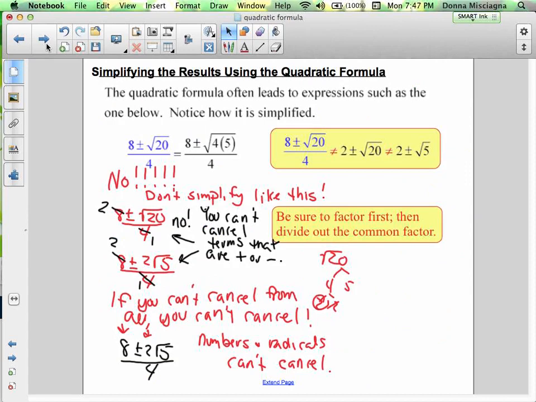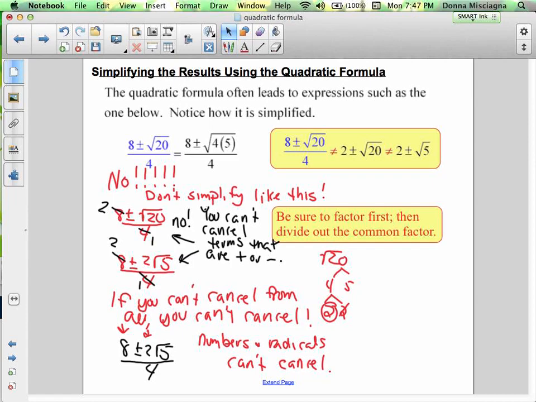Now, we can reduce that 20. So we have 8 plus or minus the square root of 20 divided by 4. Before you do anything, you simplify that square root of 20. The square root of 20, that's 4 and 5, right? 4 is 2 and 2. One 2 comes out, one 2 is dropped when we take the square root. So 2 square roots of 5, right?